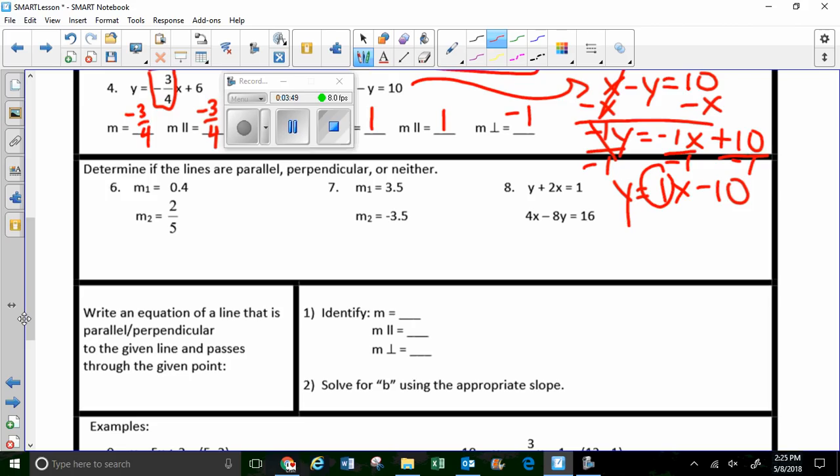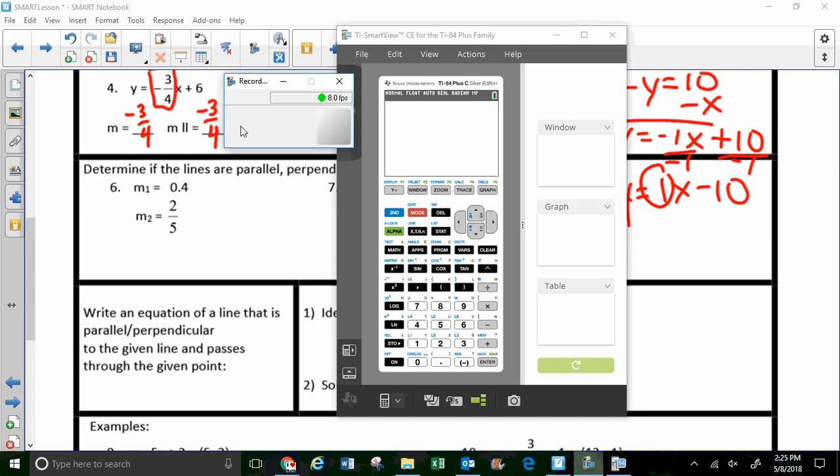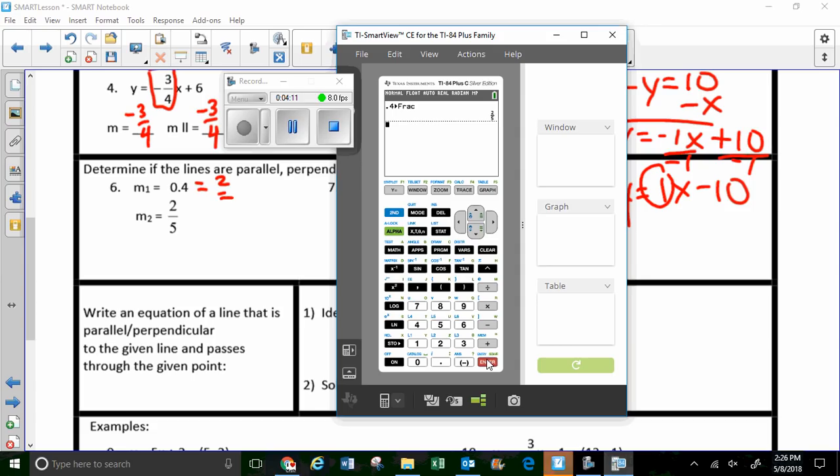So if you look at number 6, what I want you to kind of do is open up your calculator because I want to change these slopes so that they're in the same format. So I've got my calculator here. I'm going to go ahead and type in 0.4 and then hit math, enter, enter. I want you to do the same thing. And it tells me that this is the same as 2/5. So because these slopes are the same, that tells me it is the slope of two parallel lines. So I know that those are parallel.